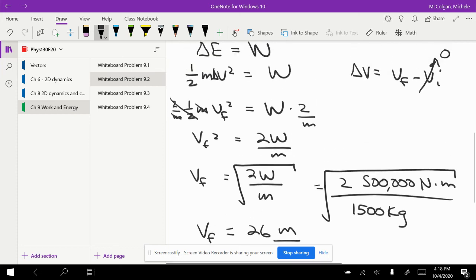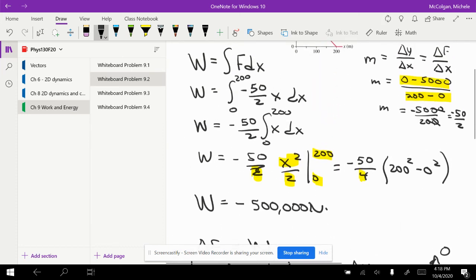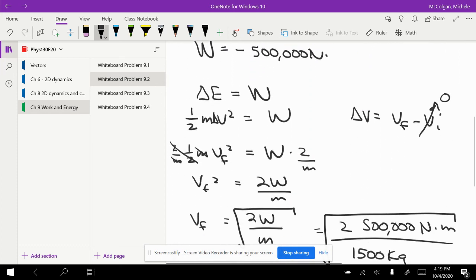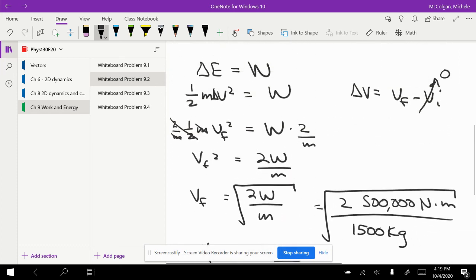second. So that's what's happening: the tow truck that's pulling the car starts out and it pulls with a really big force. As the car gets going, it needs less and less force until there's no force, and then the car is traveling at a speed of 26 meters per second.